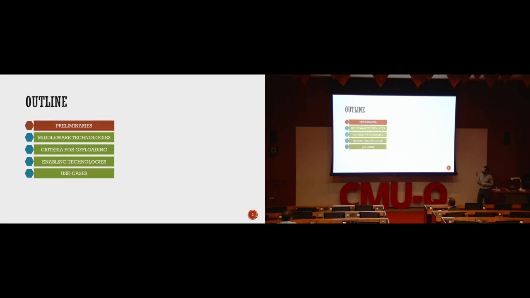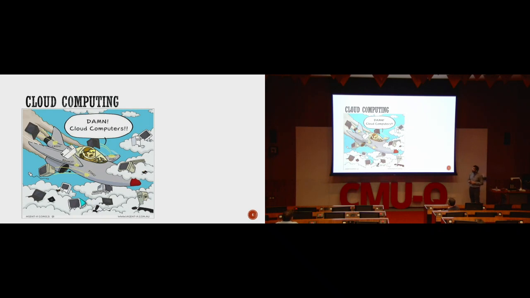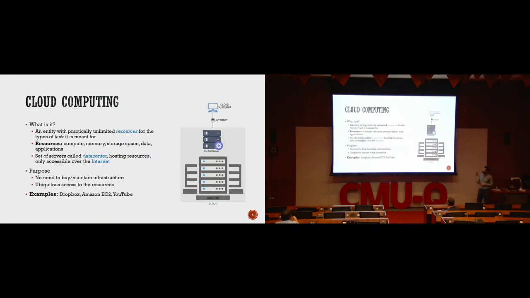So let's start with the background, the preliminaries. We have cloud computing, the one side of this discussion. By now, I think everyone knows that cloud computing has nothing to do with these clouds. So we'll get to the point directly. Cloud computing is defined as a set of resources such as compute, memory, storage space, data, and applications. The resources are made available through a set of servers that are known as data centers. The data center is available over the internet.